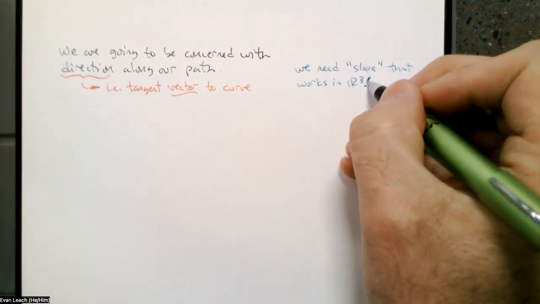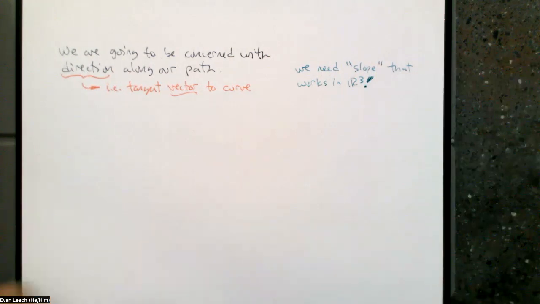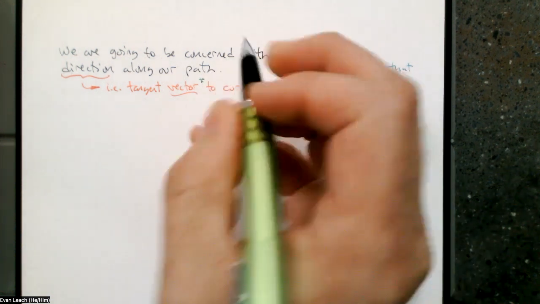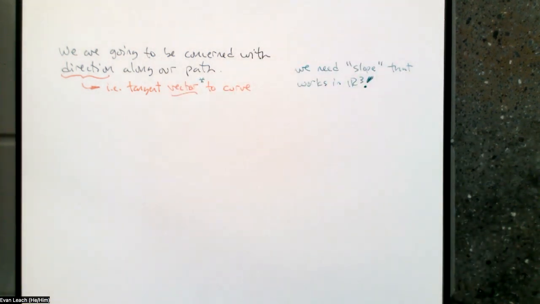So first thing we want to notice is that we need something that can stand in for the slope that will work in R3. And so we're going to be describing that as a vector. Vector is going to be our direction. If we just have one vector, it determines a line, and that's what we're interested in.